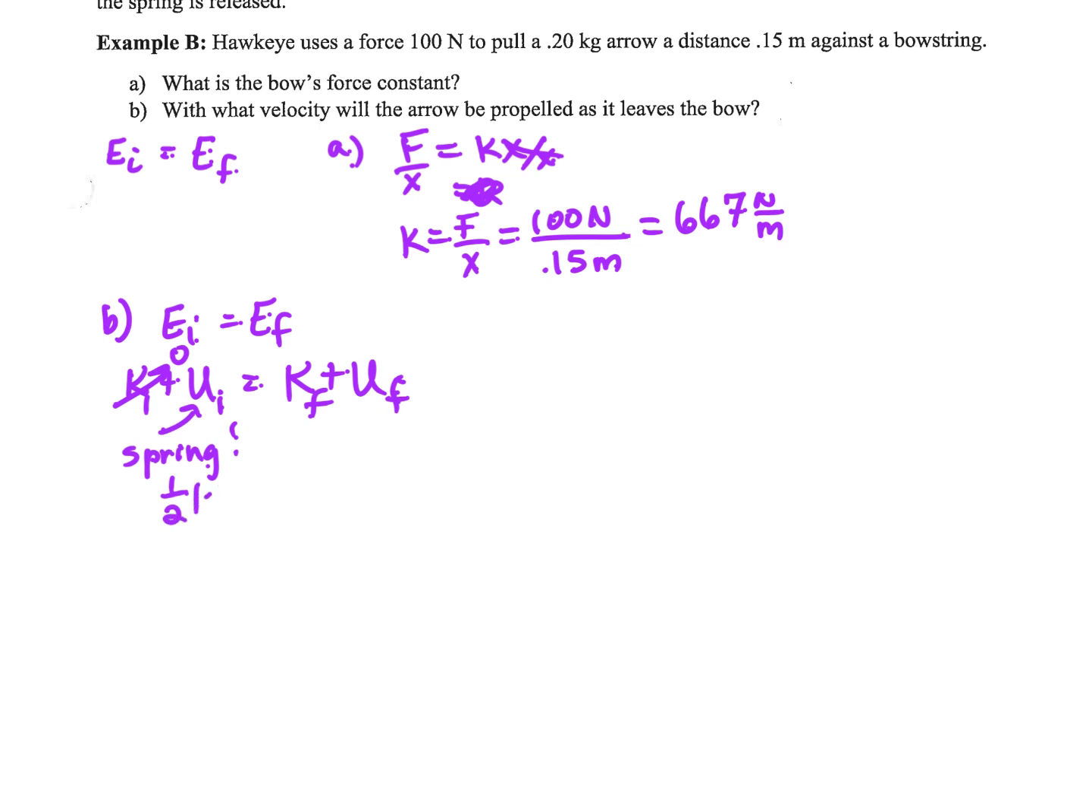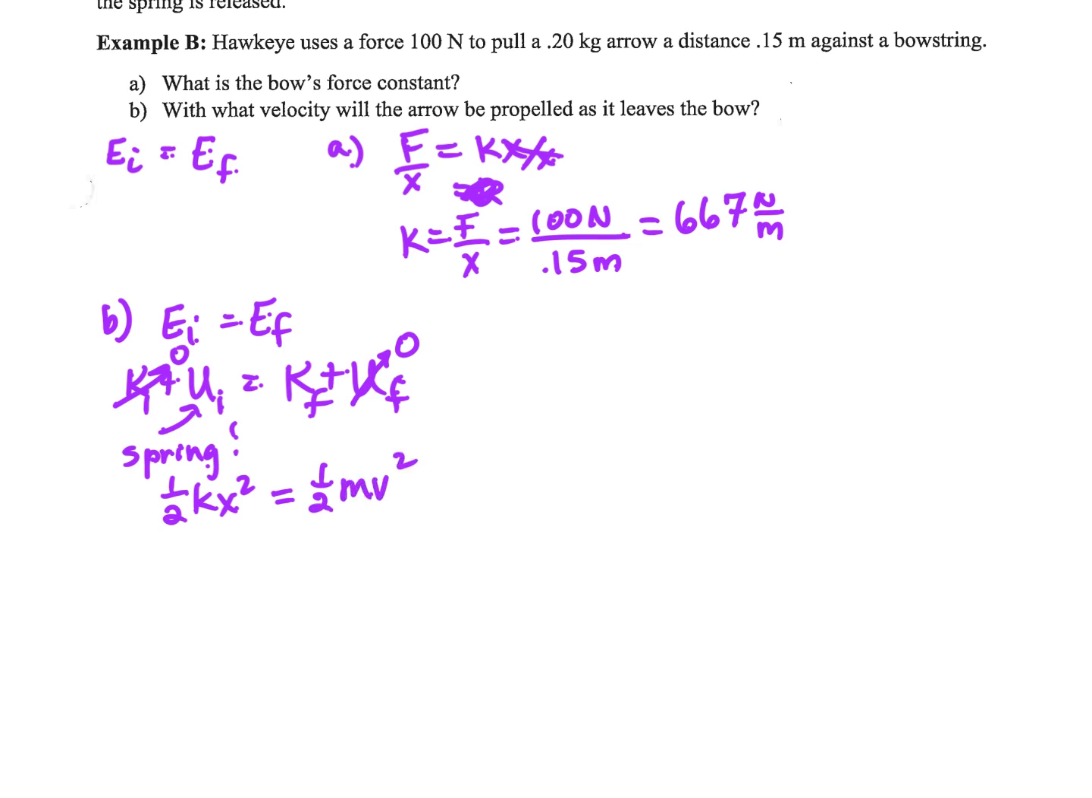Now, does it have potential energy afterwards? No, that's gone. It's already been done. So now where's it gone? It's been converted into the arrow. So once the bow unsprings itself, this goes to 0. So this is 1/2 mv squared.